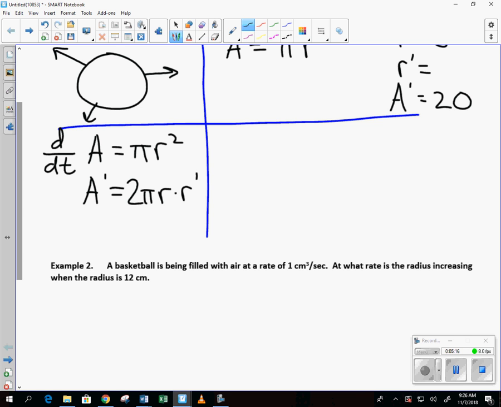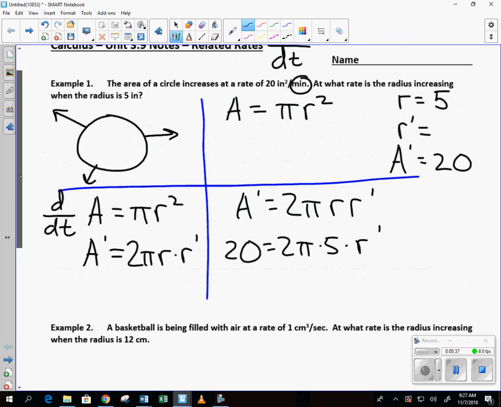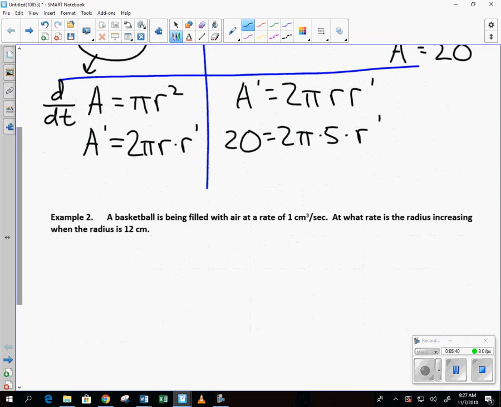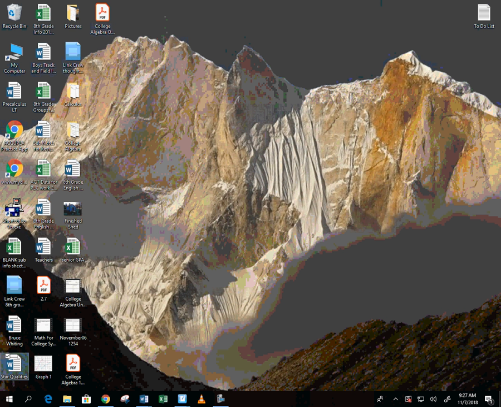Okay, now Alex is seeing, hey, we know we got a prime is equal to 2 pi r r prime. And he's saying, well, we know that that's 20. And we know that the current radius is 5. Is that going to allow us to solve for r prime? Yeah, it looked like a super complicated problem. Really, it's quite simple. We get 20 is equal to 10 pi r prime. Divide both sides by 10 pi. We get r prime is 2 over pi.